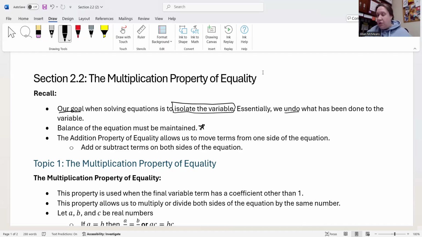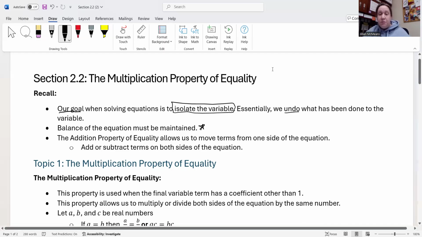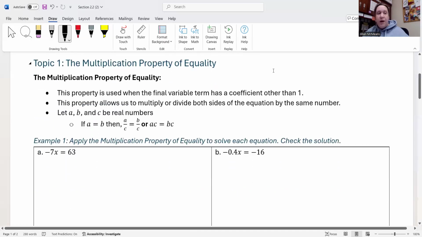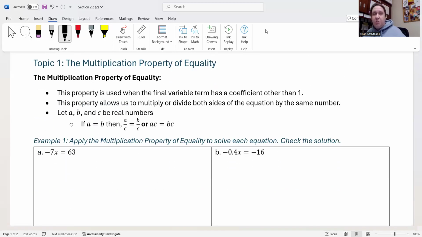Okay? Now, the goal of this section is to learn the multiplication property of equality. So that is topic 1. Okay, so topic 1, the multiplication property of equality. It is just another property that helps us in our mission to isolate the variable when we're solving a linear equation in one variable. Okay, so it says this property is used when the final variable term has a coefficient other than 1.